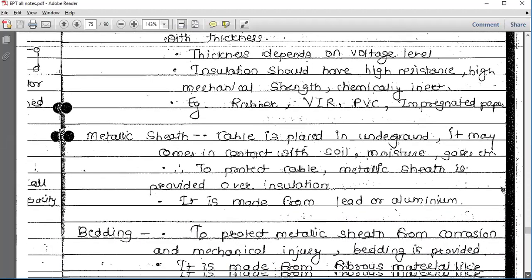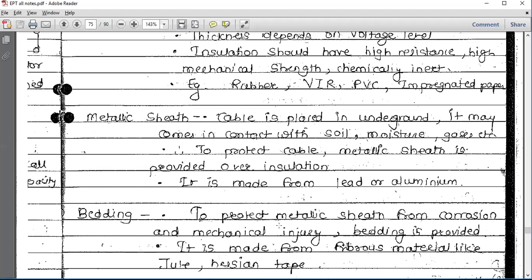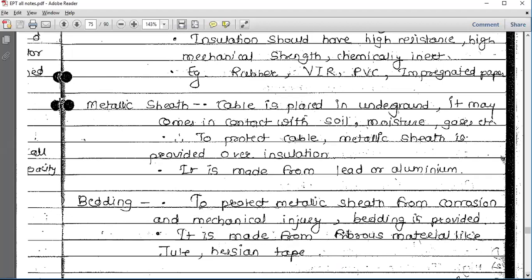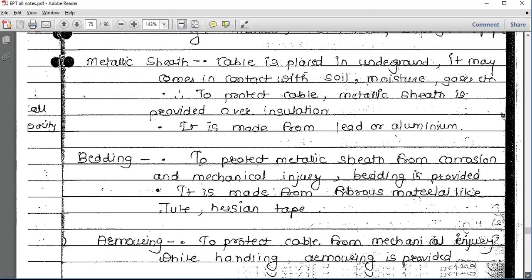The next is beading. To protect the metallic sheet from corrosion and mechanical injury, such as during transportation and while digging holes, you have to use beading. It is made up of a fibrous material like jute or resin tape. It will protect the internal metallic sheet from mechanical damage as well as corrosion. The next is armoring.